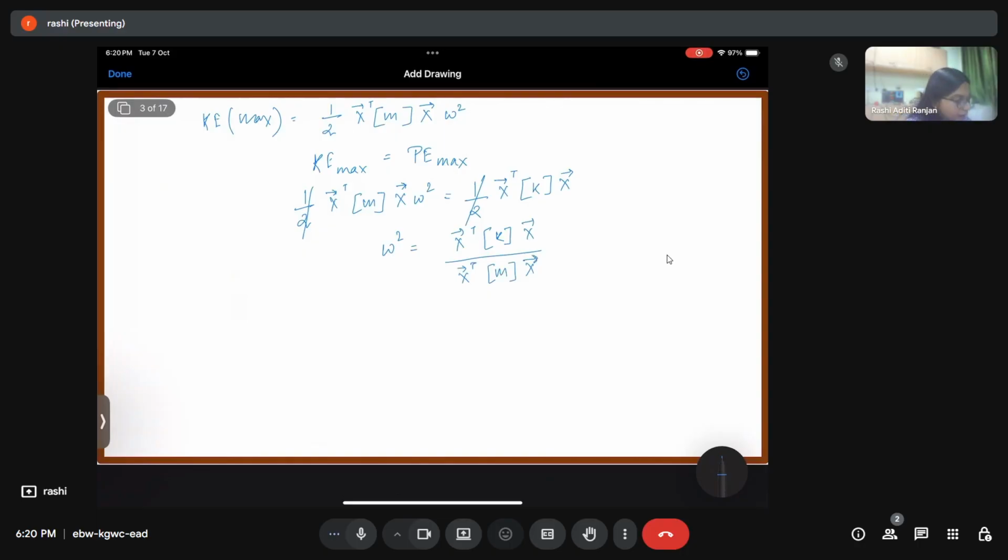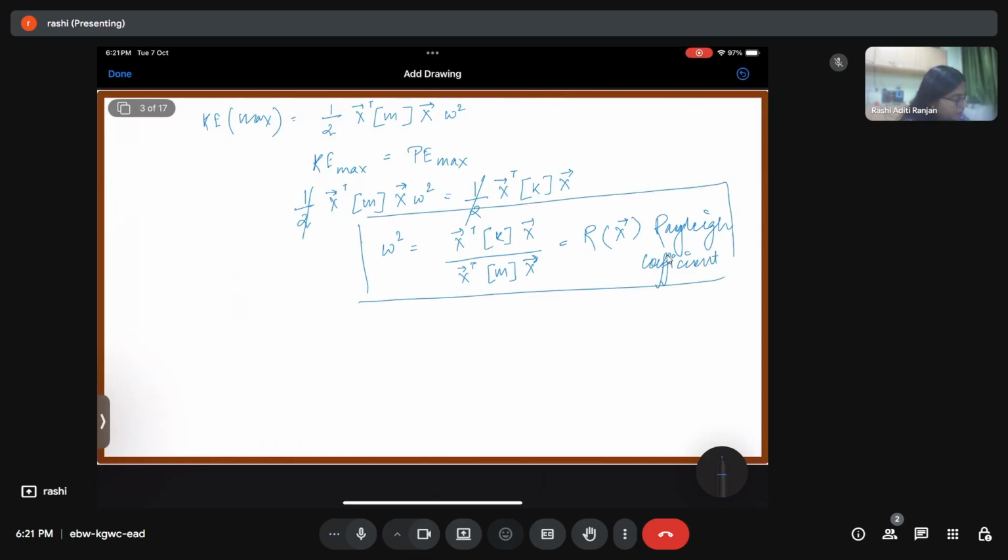Okay, and this is also called R of X, which is the Rayleigh coefficient. Rayleigh coefficient, and this is equal to what?